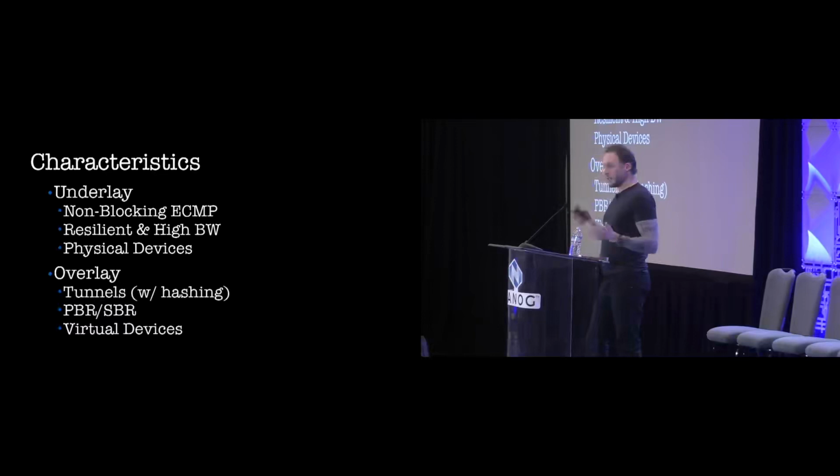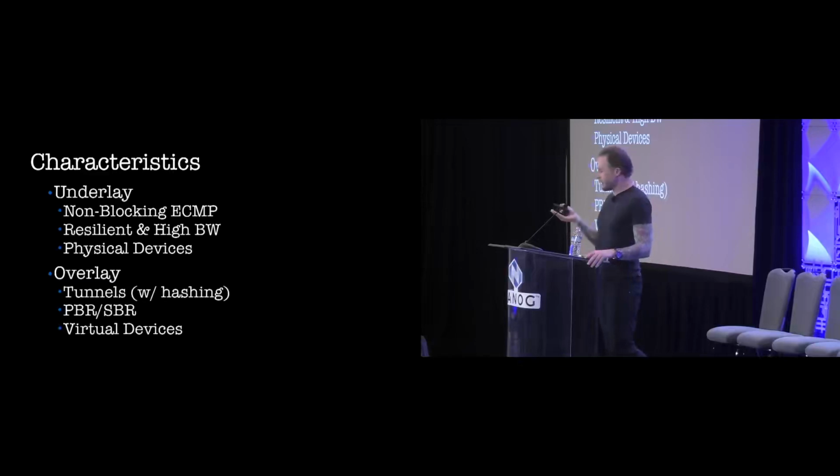Also, you want this to be resilient and high bandwidth, and then it's going to be made of physical devices, right? For now, no matter how much we love software, ASICs and cables and things like that just have to be there to make a network work. I don't think that's going to change anytime soon. So again, you can make this a rock-solid IP fabric that is your underlay, and then on the top you build tunnels that can do hashing to take advantage of the ECMP. You can do policy-based routing, source-based routing.